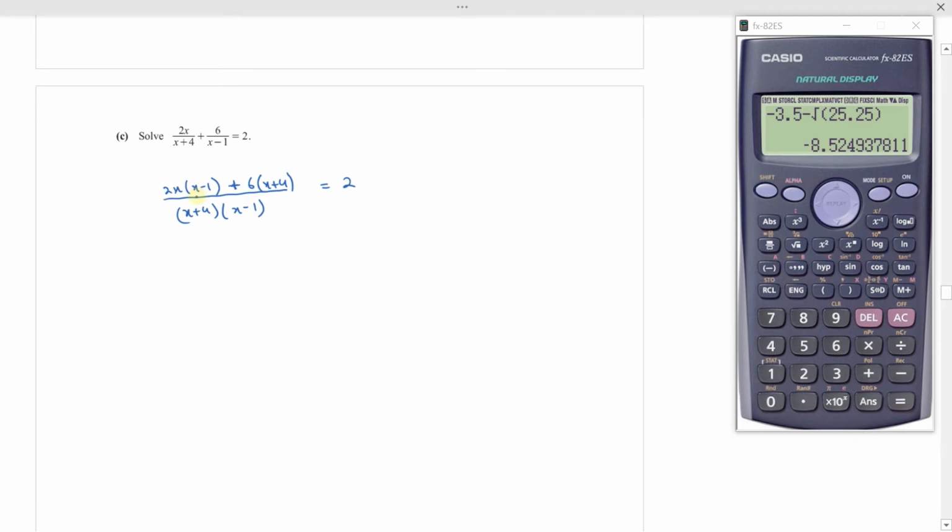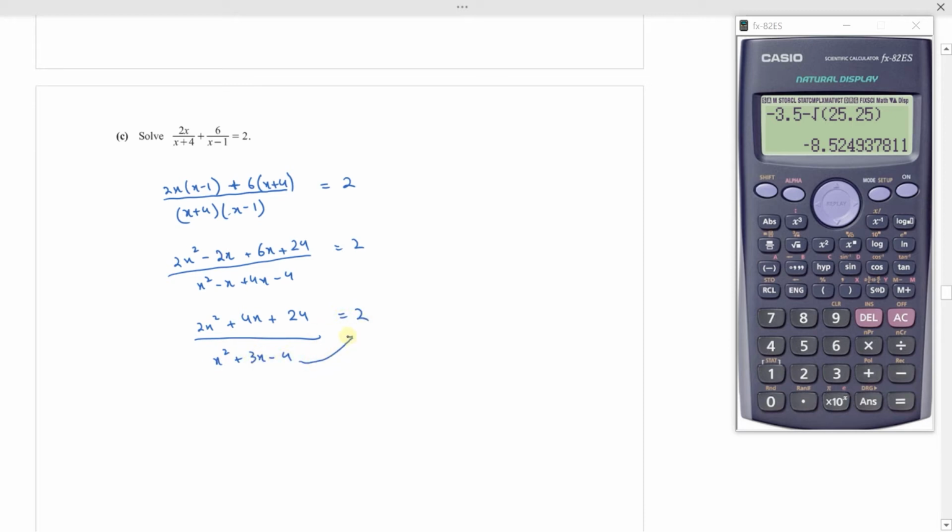So I'll open this bracket up. So this will be 2x square minus 2x plus 6x plus 24. And I will open the bracket in the denominator as well. So this will be x square minus x plus 4x minus 4 equals to 2. Let's simplify this. 6x minus 2x is plus 4x plus 24. And this 4x minus x is 3x. So x squared plus 3x minus 4 equals to 2.